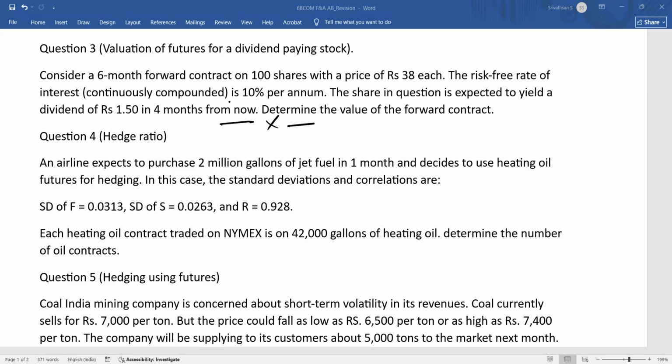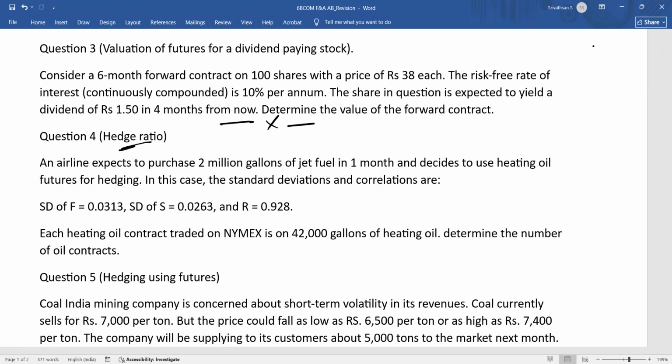So look at the fourth question based on hedge ratio. First, why is hedge ratio calculated? What is the purpose of calculating hedge ratio? We discussed it.